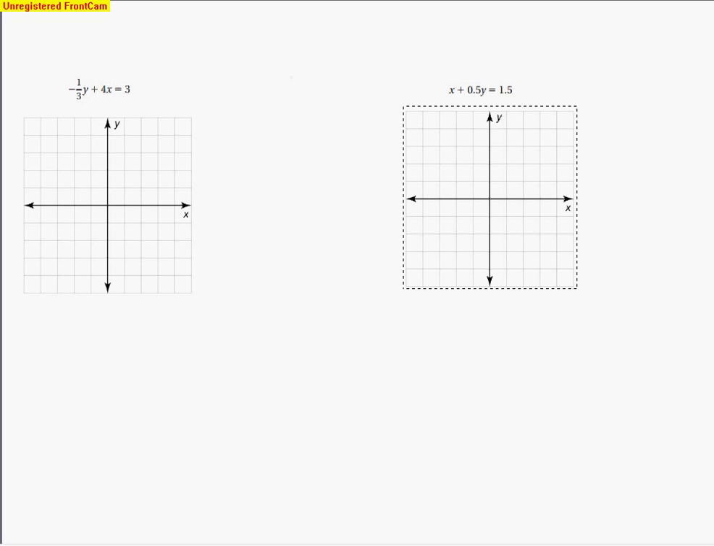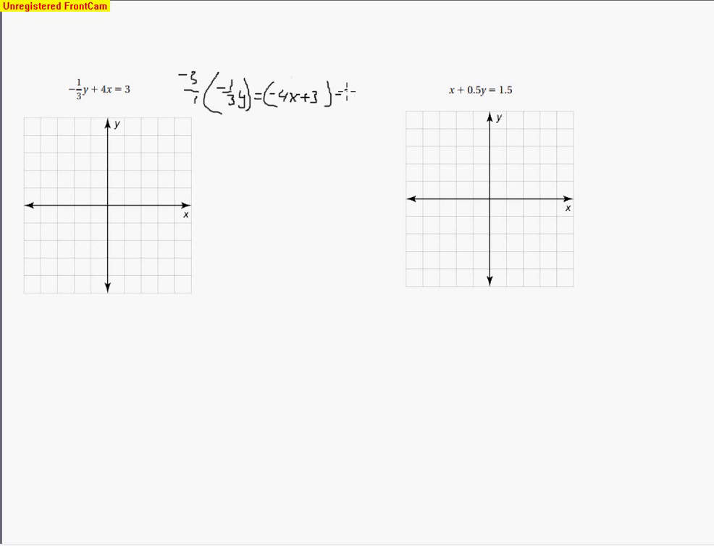Taking a look at the next problem, here we have to solve for y, get y by itself. And so when I do that, I'm going to go ahead and move the 4x over to the other side. And I've got this now, -3y equals -4x plus 3. And then I multiply by the reciprocal to cancel out that fraction. Do the same thing on this other side, and then I've got y equals 12x minus 9.